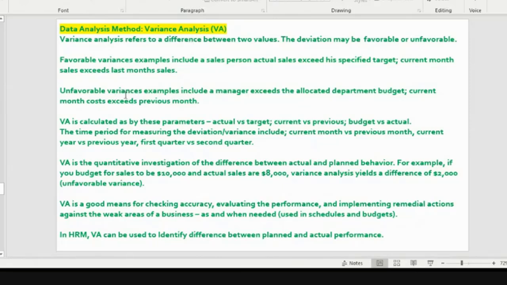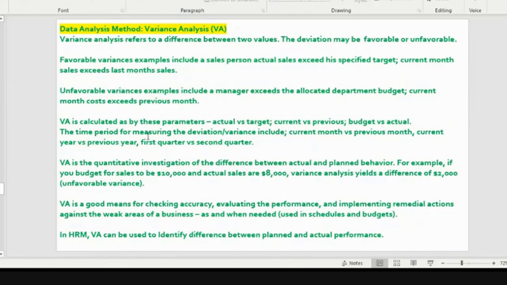Now, unfavorable variance examples include a manager exceeding the allocated department budget, so they spent more than they should have. Current month cost exceeds previous month, so the cost is way higher than what we had budgeted for. That's an unfavorable variance example. Now, variance analysis is calculated by these parameters. You want to check the actual results versus the target. You want to check the current results versus the previous results. You want to check the budget versus what was actually spent.